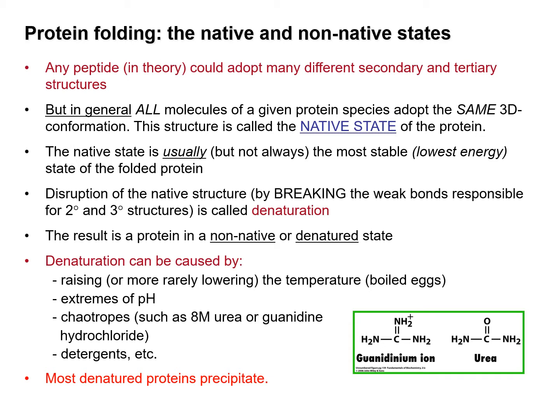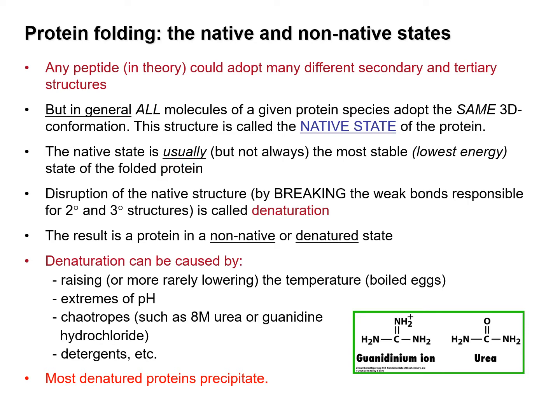And this structure is called the native state of the protein, where the protein has its own designed cellular function, as opposed to the non-native state, where the protein is folded in structures other than this native state, which in most cases will lose its own function and can actually obtain some other function that can have an implication to a human disease. So the native state is usually, but not always, the most stable form of the folded protein. That means it has the lowest energy within that protein.